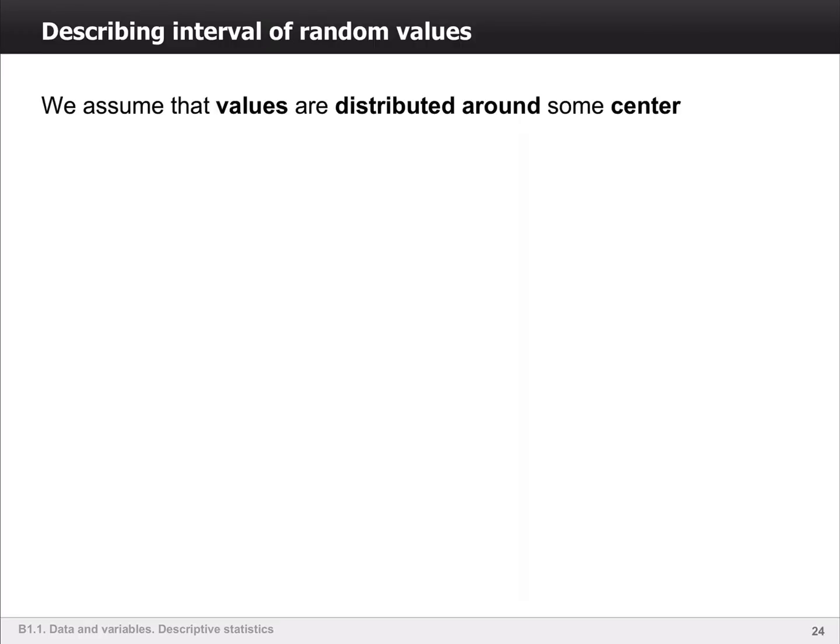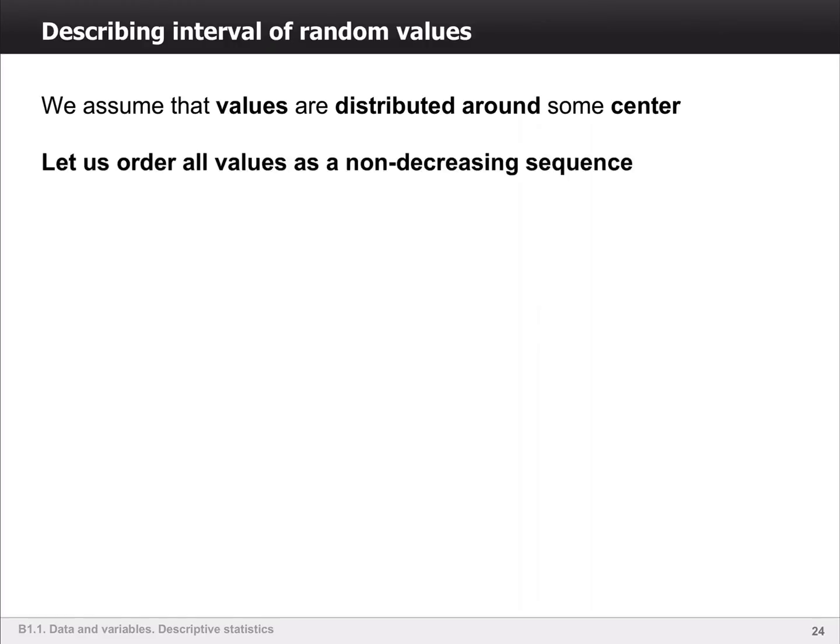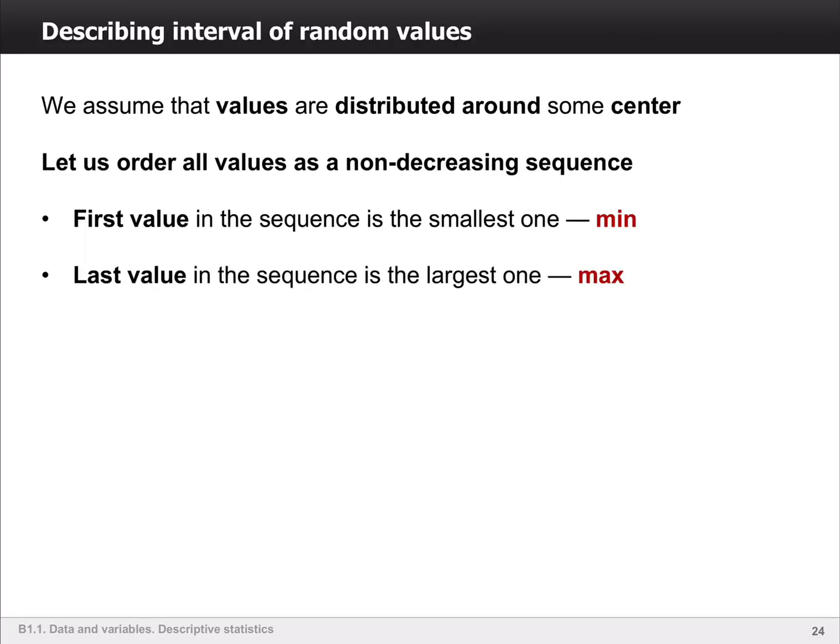The easiest thing you can do is to order all your values in non-decreasing order. It means the first value should be the smallest one, then the next smallest, and so on. In this case, you can easily find the minimum, which is always the first value in the sequence. The maximum value will always be the last one, and the middle value of the ordered values will be the median.